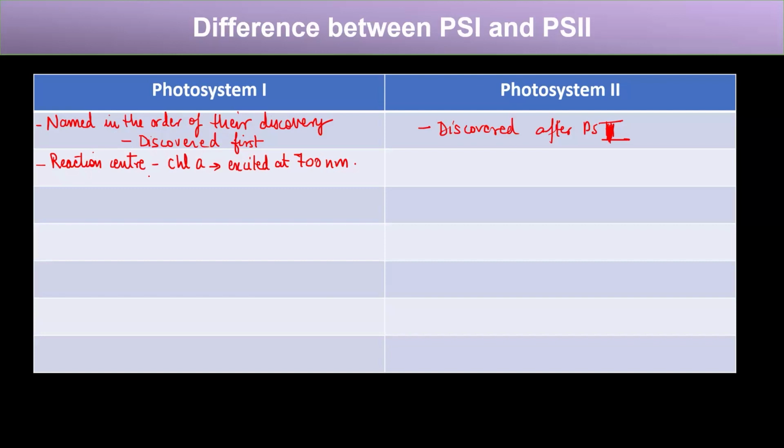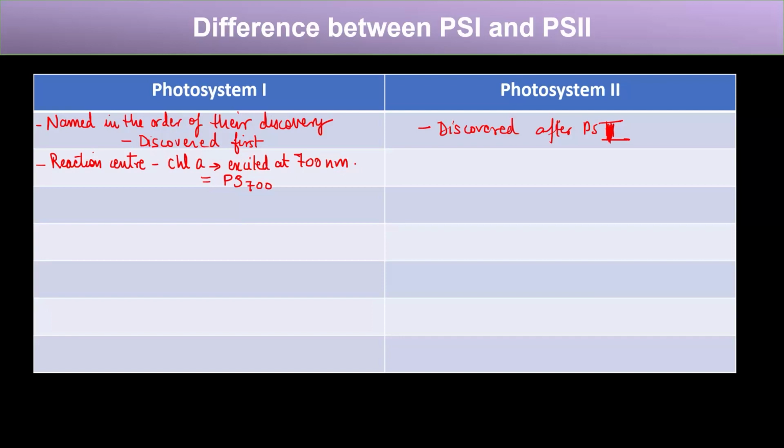Okay, so photosystem 1 has a reaction center that is excited at 700 nm, and because of this reason, this photosystem 1 is also known as PS700. So if you see the name PS700, it means photosystem 1. And it is named so because it gets excited at 700 nm.